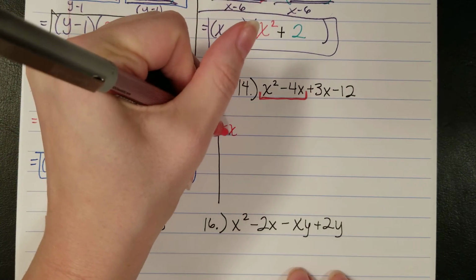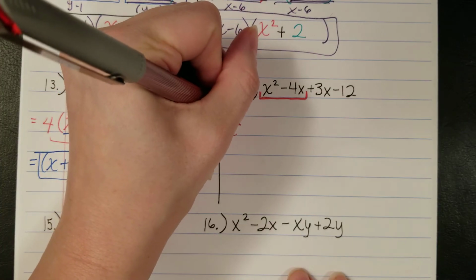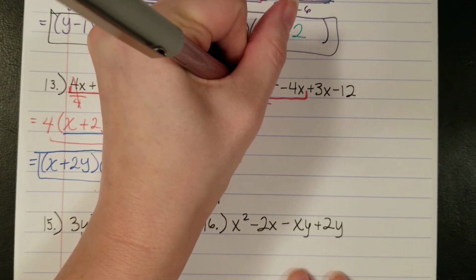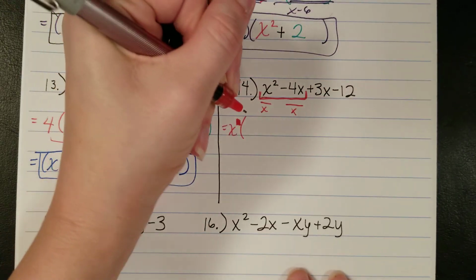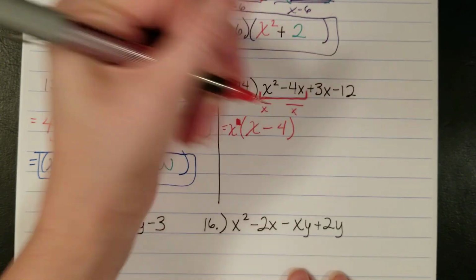So we're going to write that down. Sorry, it's not x squared, silly. It's just x. Okay, and then divide that by x, divide that by x. So that would be x minus 4.